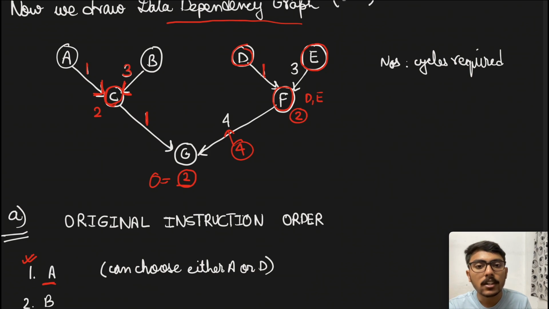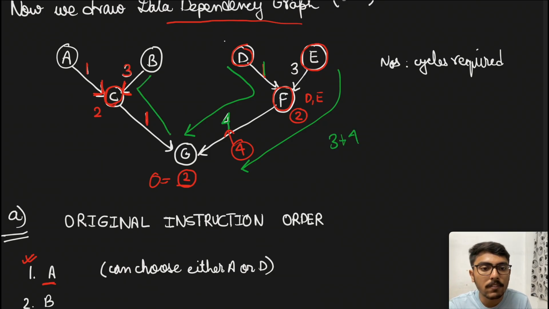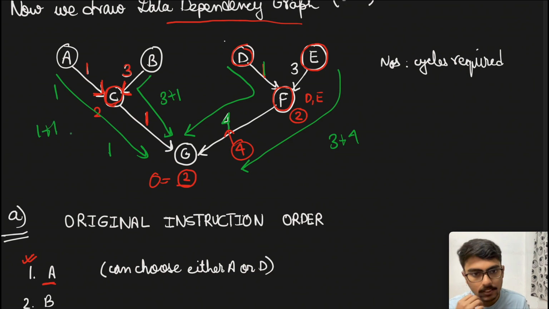Suppose we are in D. So the longest path from here to here, what can it be? So it's basically 1 plus 4, right? There is no other path, so it's 1 plus 4. Similarly from E, it will be here, so it will be 3 plus 4. Similarly for B, it will be 3 plus 1, and for A finally it will be 1 plus 1. So this is how we calculate the critical path distance for all the instructions.